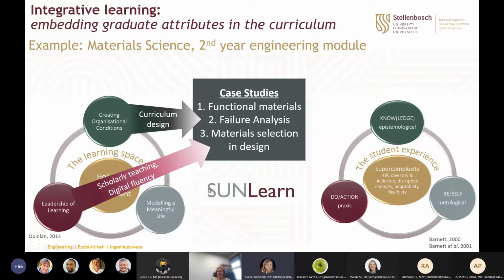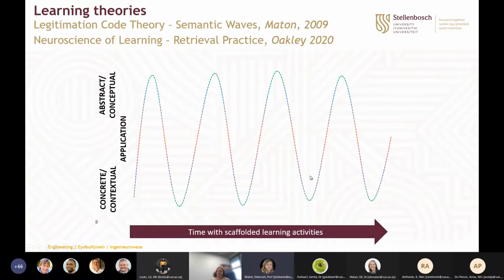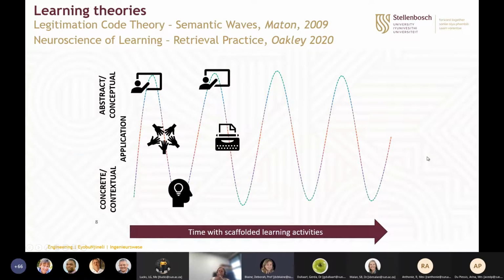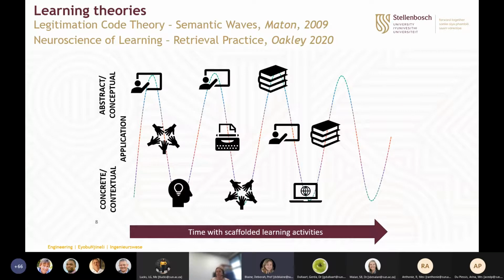And then we looked at the scholarly teaching and digital fluency. Again, I'll look at Sunlearn just now, but first of all, I'm going to look at the learning theories that we used. The first theory that I'm going to refer to is the legitimation code theory and the semantic waves. Here we planned all of the activities in the module, and we had a lot of activities. So there was also this very delicate balance that we had to have between the amount of work that students were doing with all of these activities, balanced with learning, and it was very purposeful. That goes back to the intentionality of how we design this curriculum.